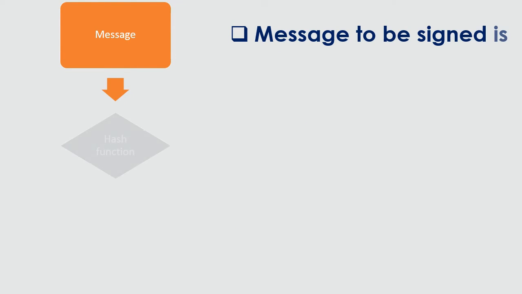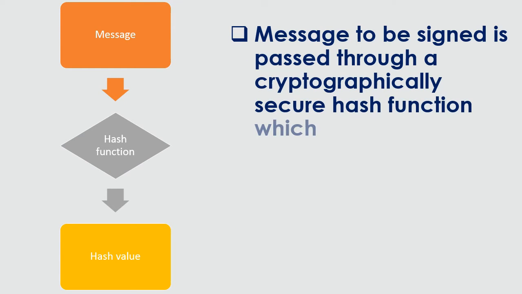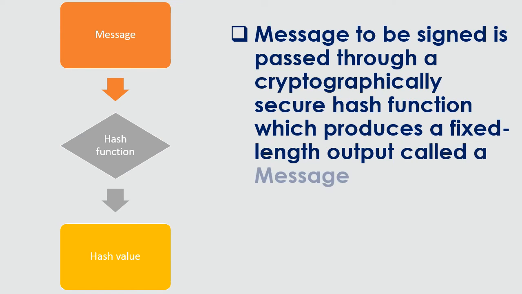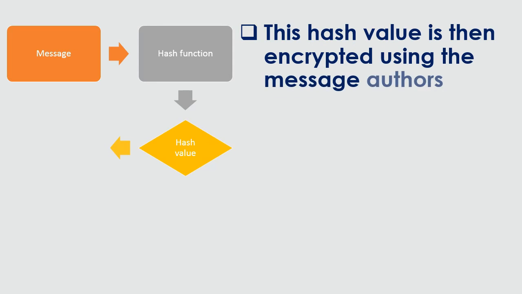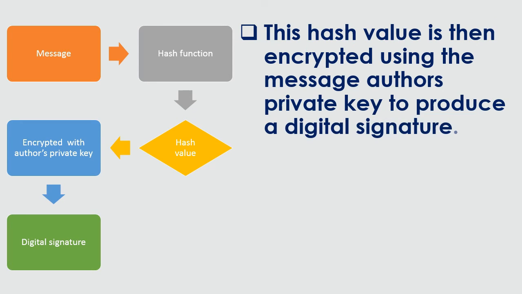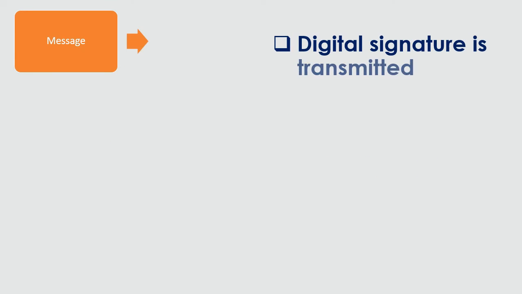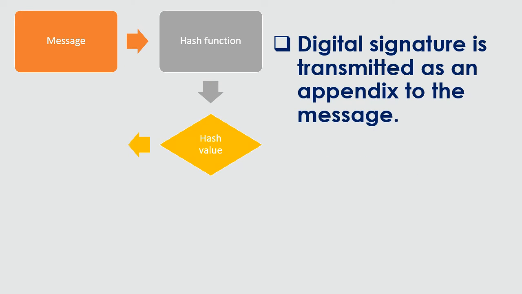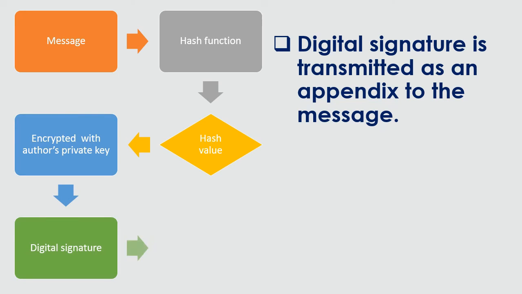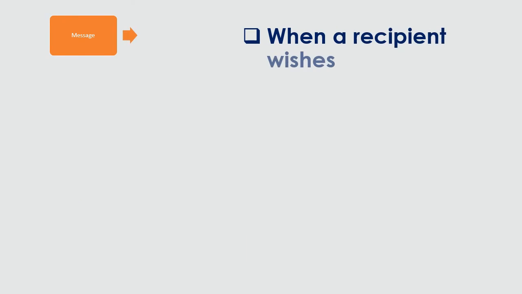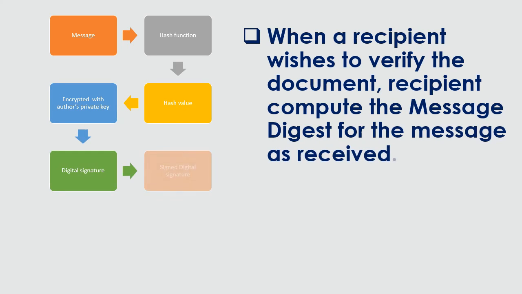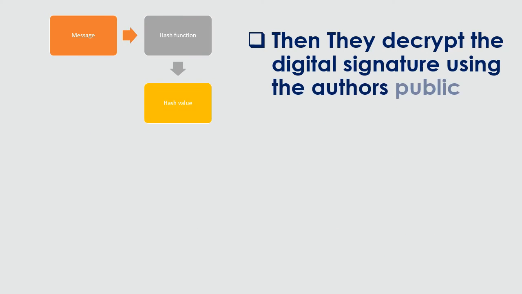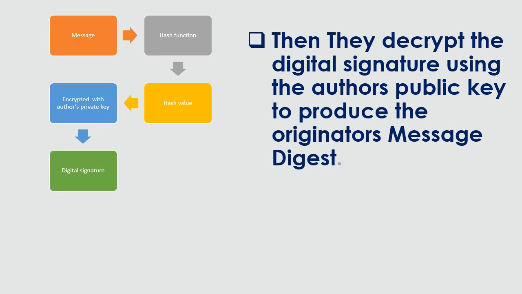The message to be signed is passed through a cryptographically secure hash function which produces a fixed length output called a message digest. This hash value is then encrypted using the message author's private key to produce a digital signature. The digital signature is transmitted as an appendix to the message. When a recipient wishes to verify the document, the recipient computes the message digest for the message as received. Then they decrypt the digital signature using the author's public key to produce the originator's message digest.